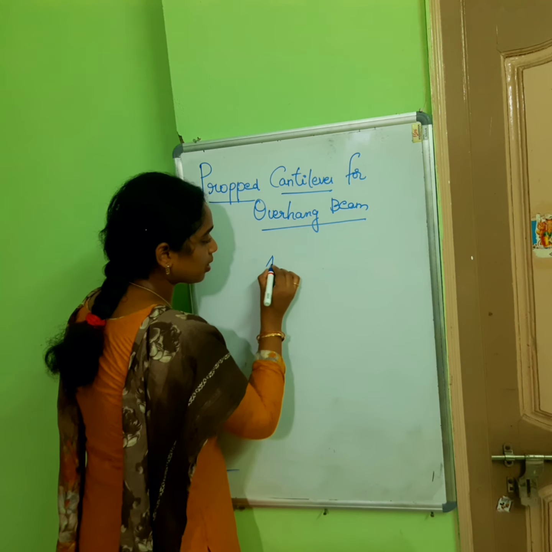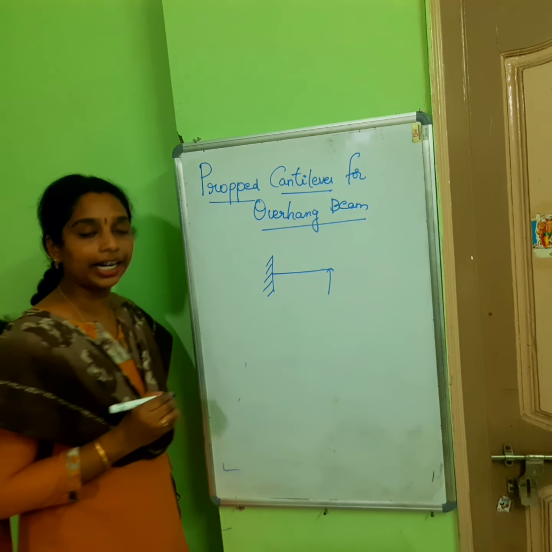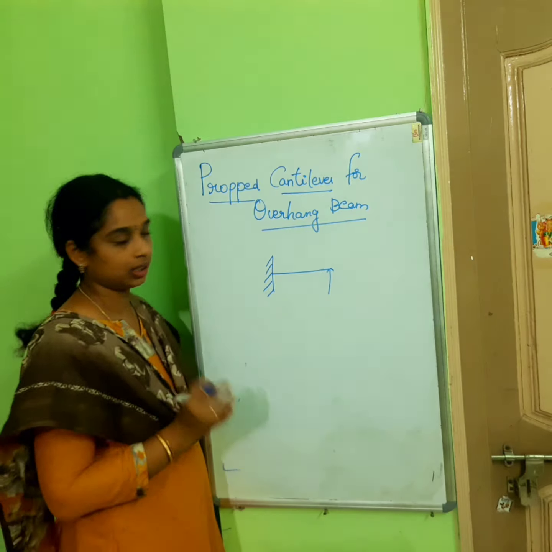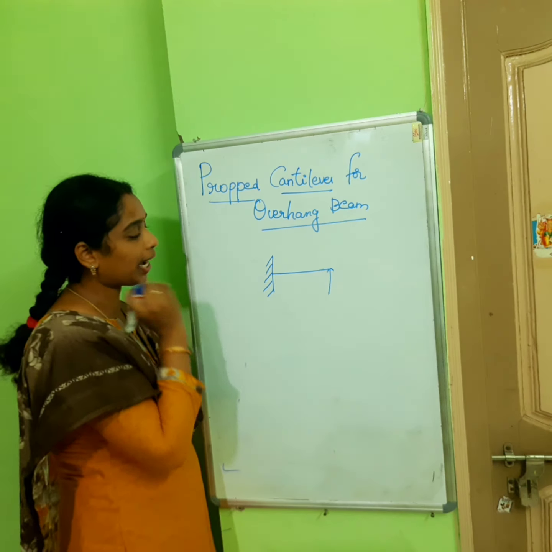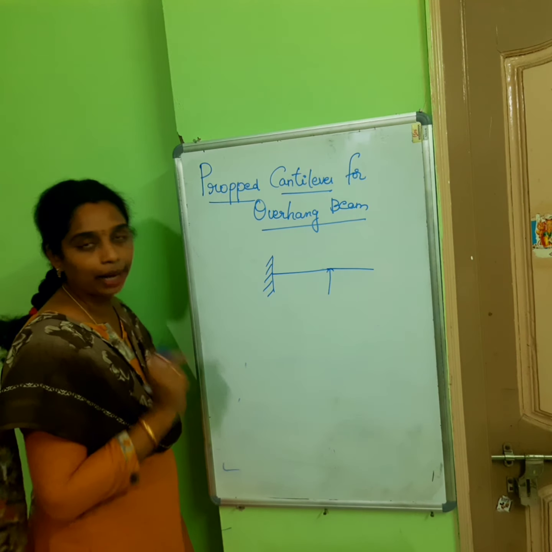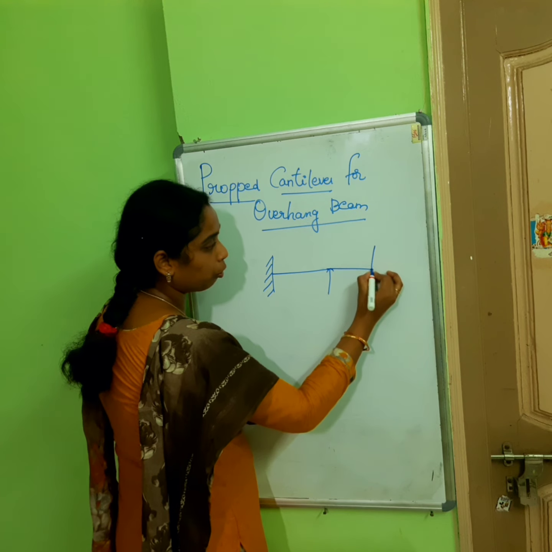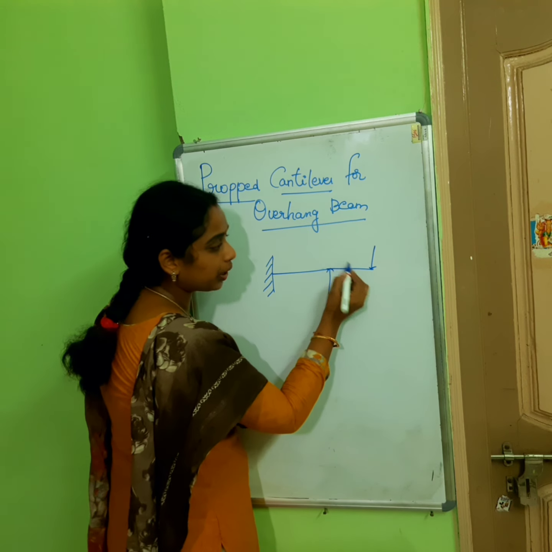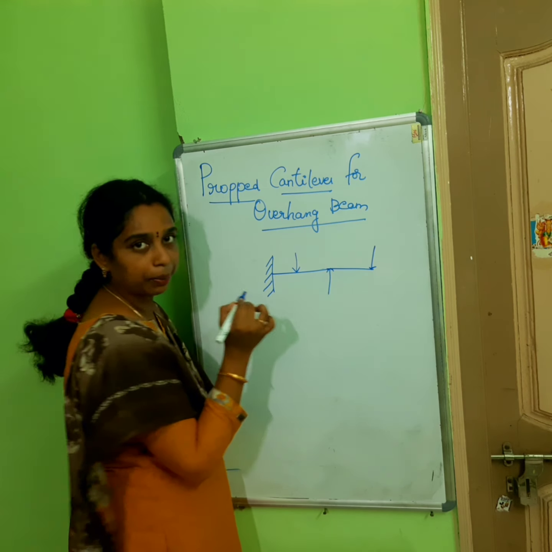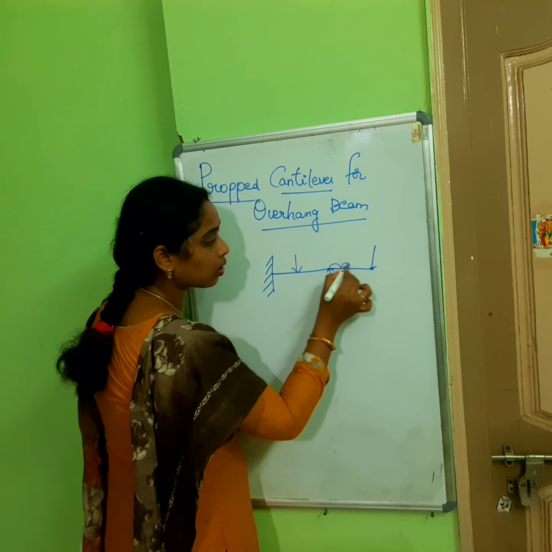Generally, up to now we have calculated the prop at the free end, and we have calculated either a point load or a UDL. But in today's video, I want to discuss an overhang beam. Overhang means one side overhang beam I am calculating. The load may be a point load, it may be 2 point loads, or it may be a UDL.